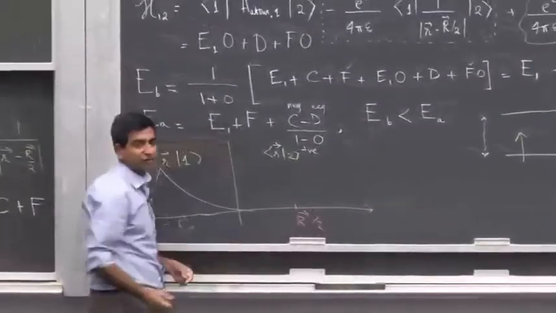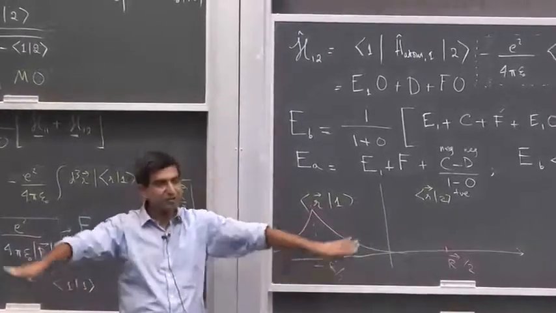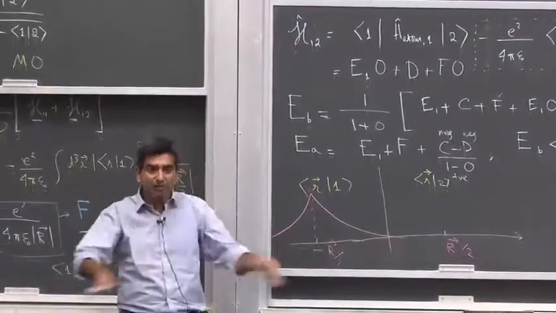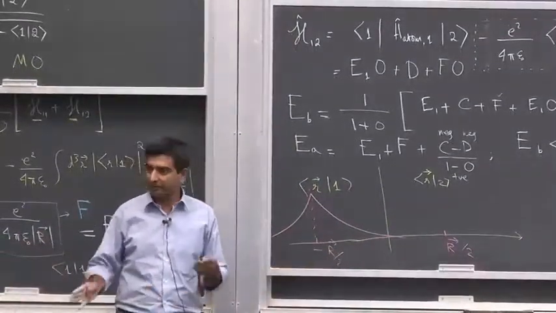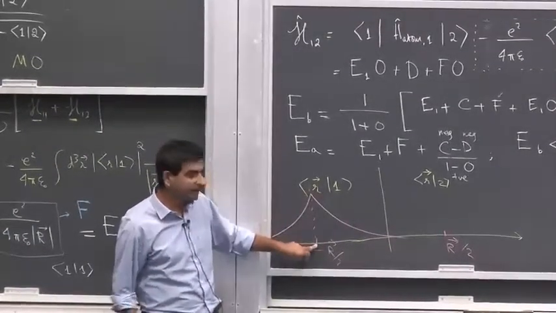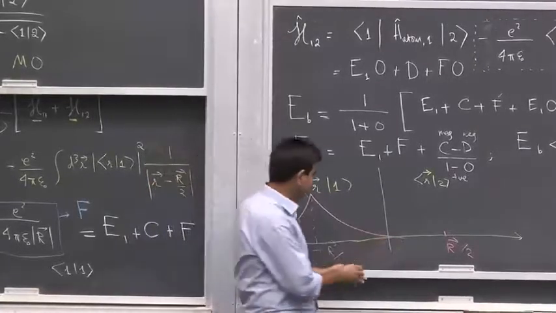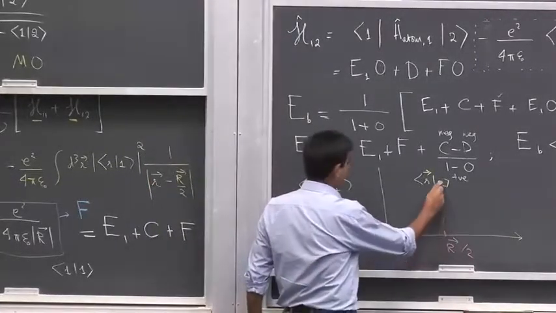It's just the 1s orbital. It's decaying like a 1s orbital. It has an exponential decay. It's an s orbital, nothing else. But with the position being shifted, the wave function is centered at the location of nucleus A. This wave function is centered at the location of nucleus B.